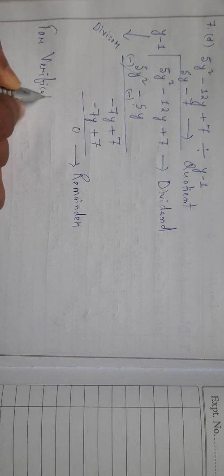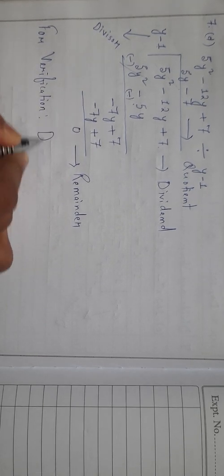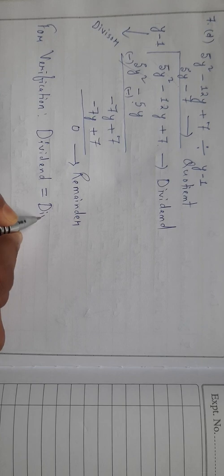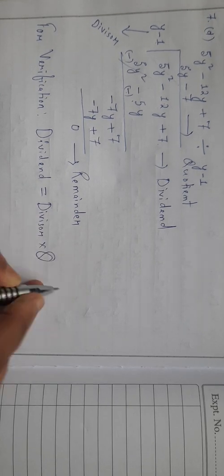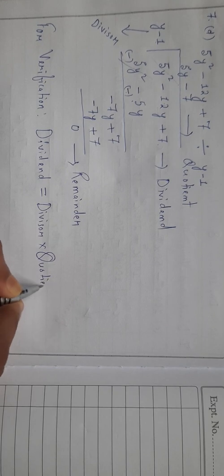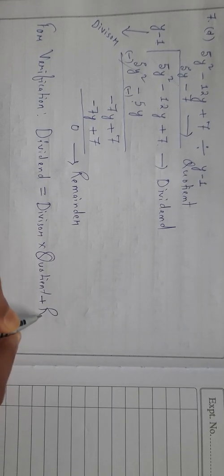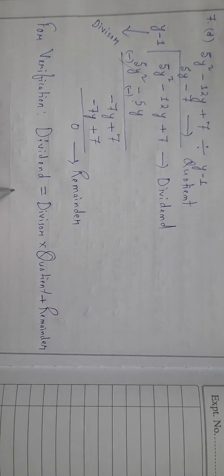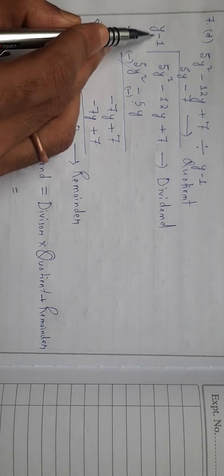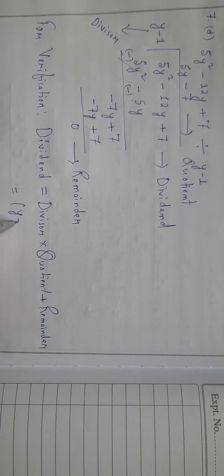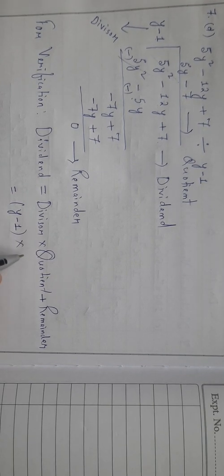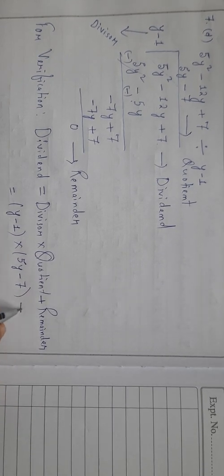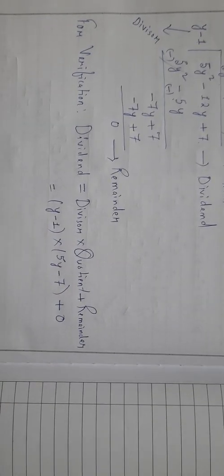For verification, we know the formula is dividend equals divisor into quotient plus remainder. Here we find the divisor is y minus 1. The quotient is 5y minus 7. And the remainder we find is 0 in this case.